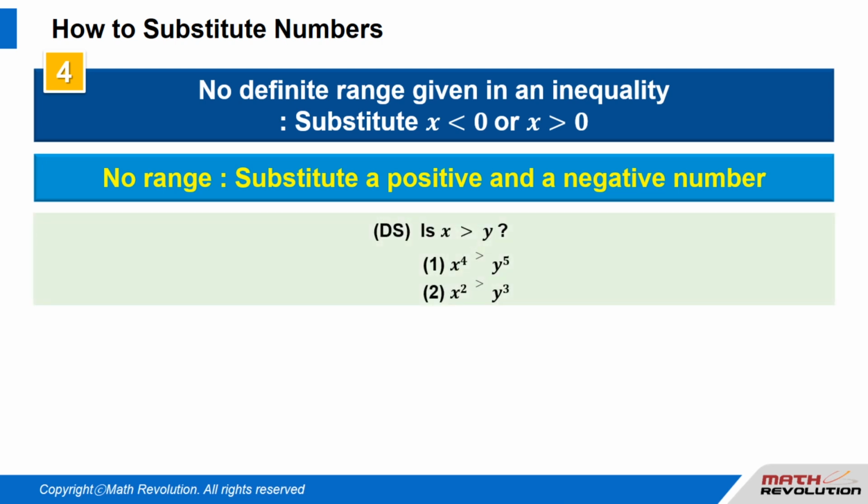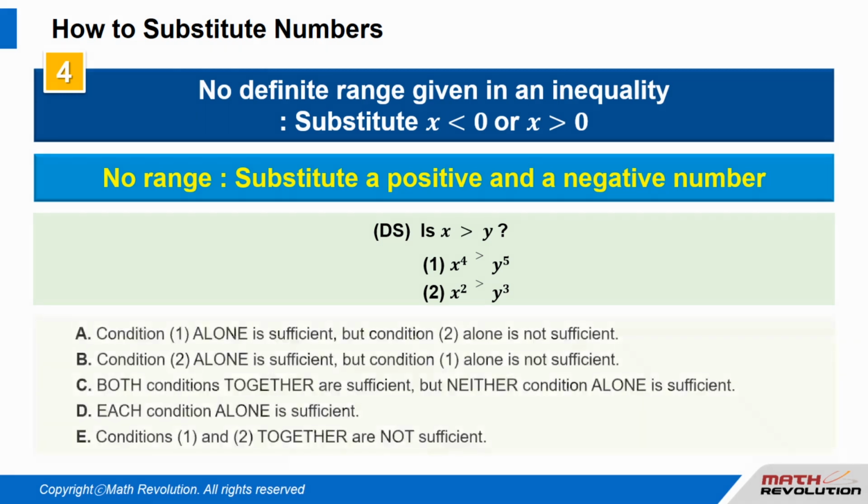DS. Is x greater than y? Condition 1. X to the power of 4 is greater than y to the power of 5. Condition 2. X to the power of 2 is greater than y to the power of 3. These are the answer choices of all DS questions.